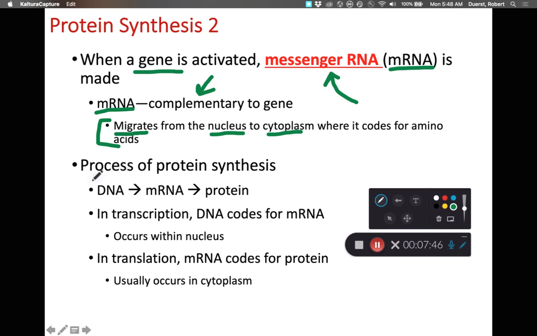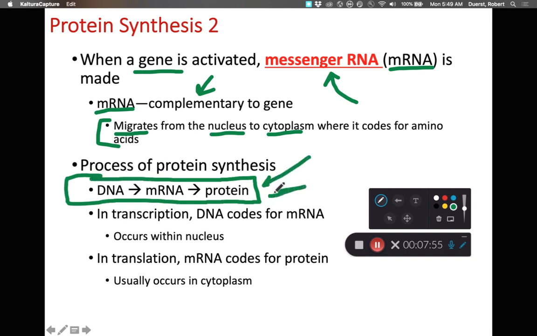During the process of protein synthesis, we start with DNA. That DNA is used to make messenger RNA, and that messenger RNA is used to make a protein. This is known as the central dogma of biochemistry. And this process of protein synthesis can be broken up into two subcategories.